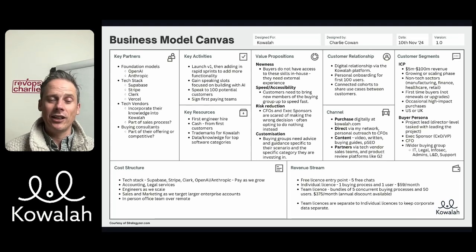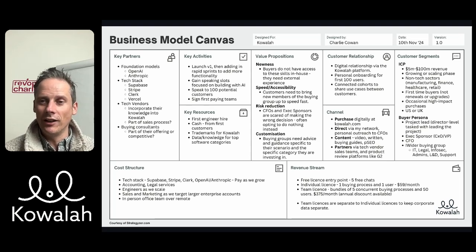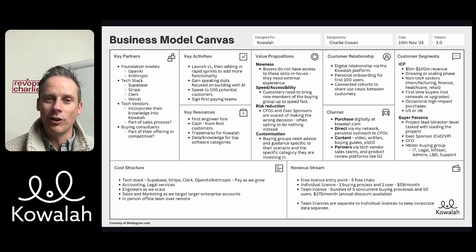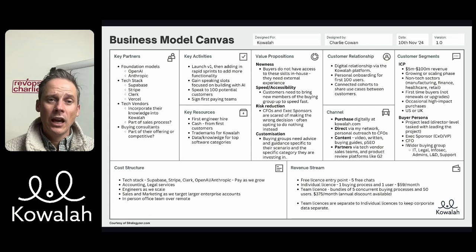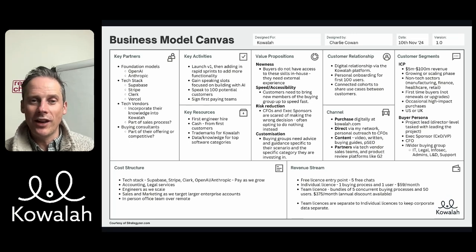So in my scenario, well, I need to launch V1. I got bored of telling people I'm building an app or building a product. I want to say I run this product. And so getting version 1 out there, your MVP, and then adding some rapid sprints to add more functionality as we go. Secondly, for me, gaining speaking slots focused on building with AI.